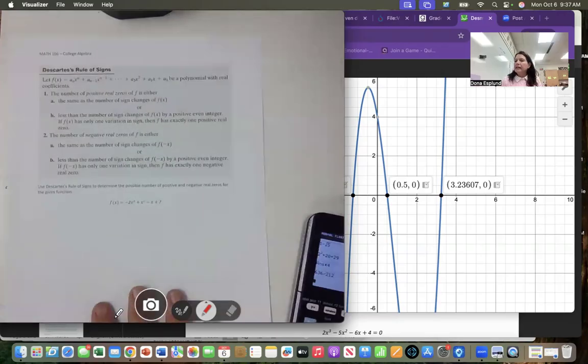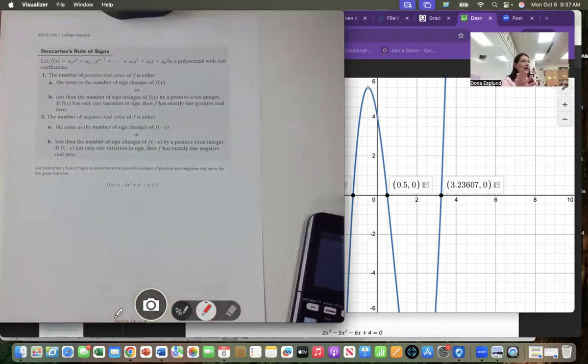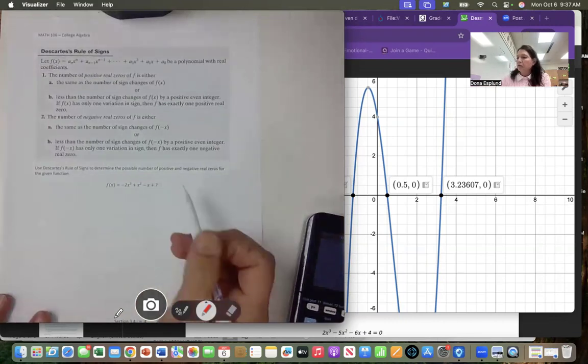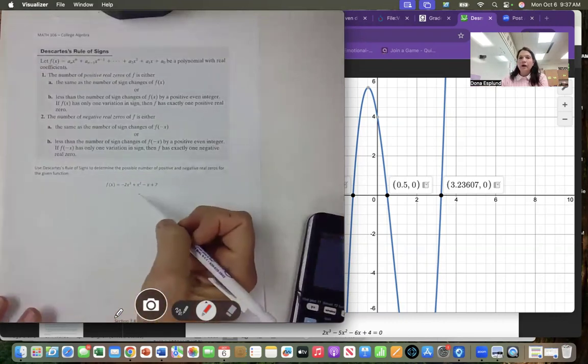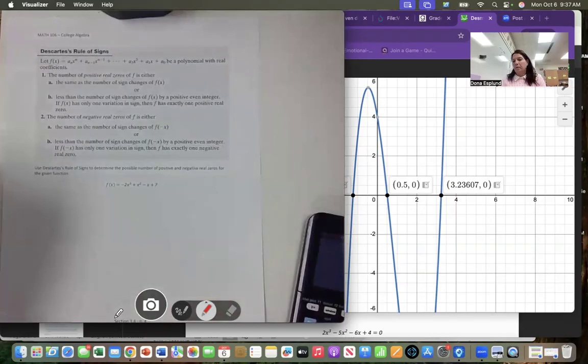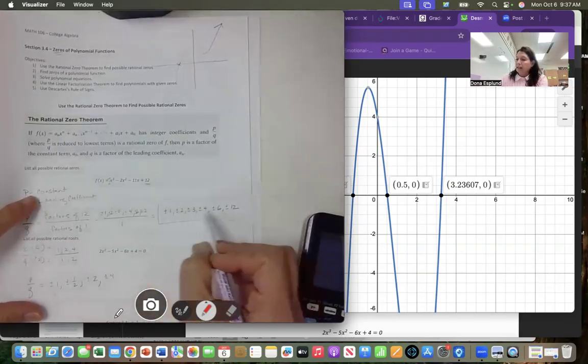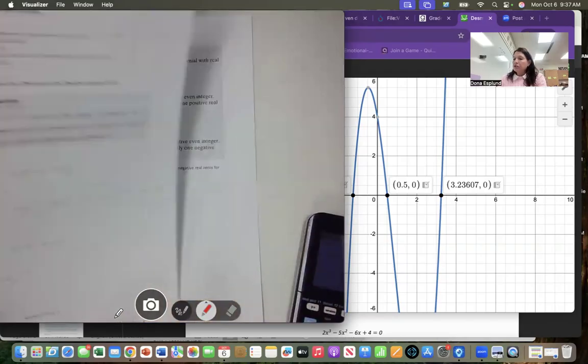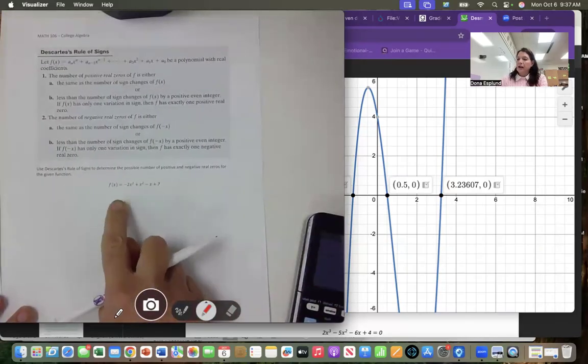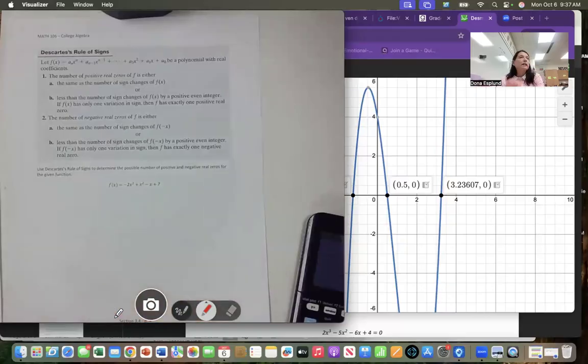No, 3, 4. Now, Descartes' rule of signs. Descartes came up with another little trick. Descartes' rule of signs found that out of that list of the possible rational roots, like this is our page 1, remember we had quite a list right here, we can still eliminate some of our possibilities.